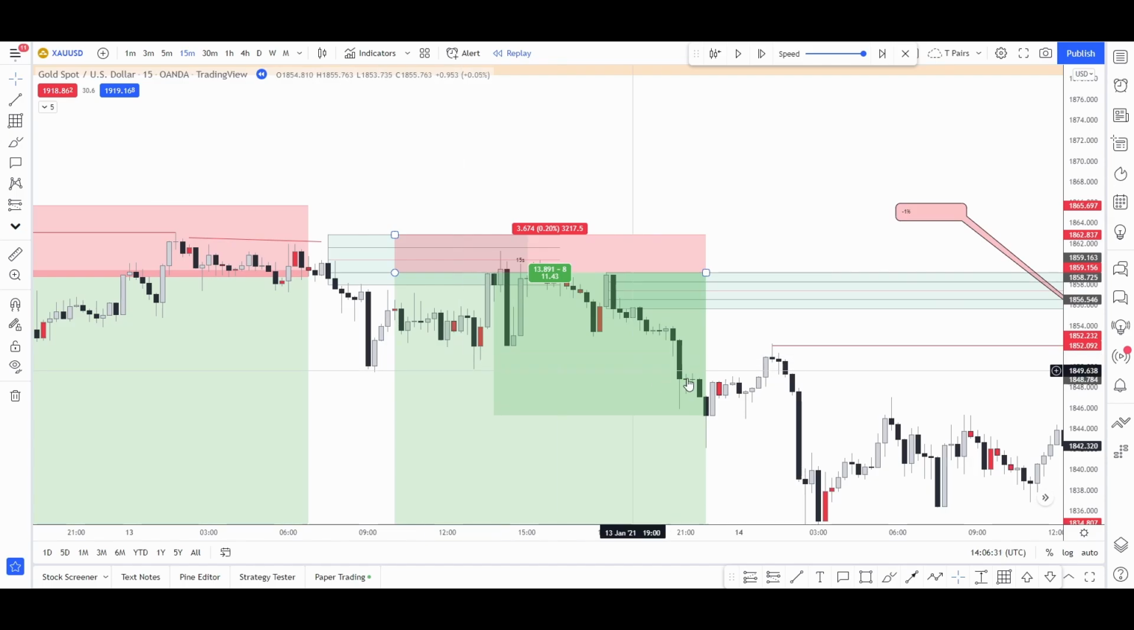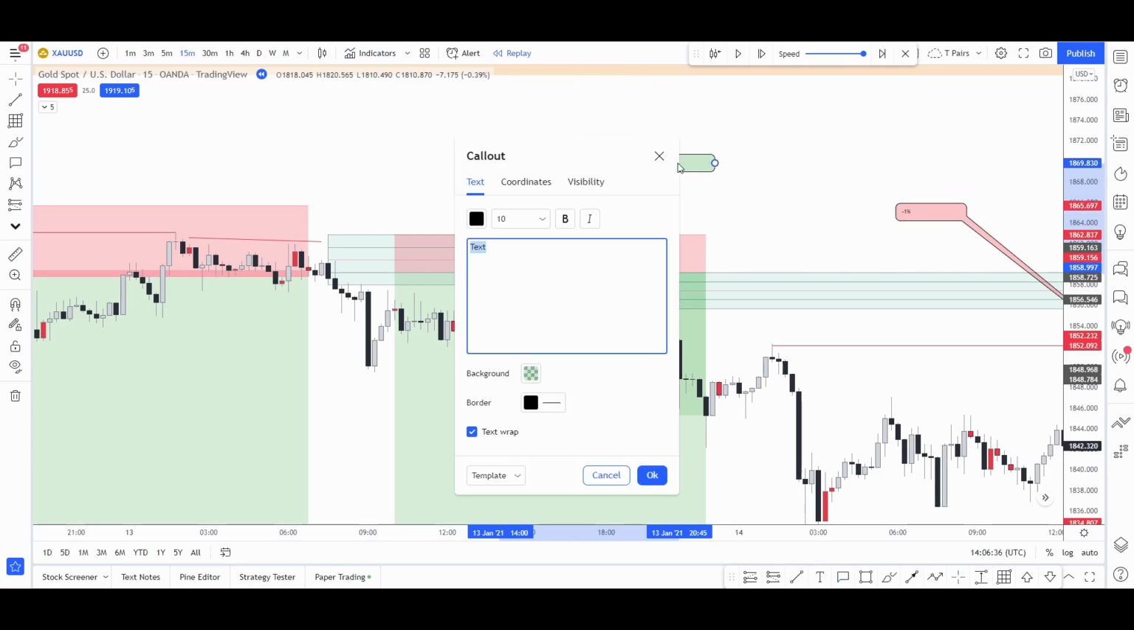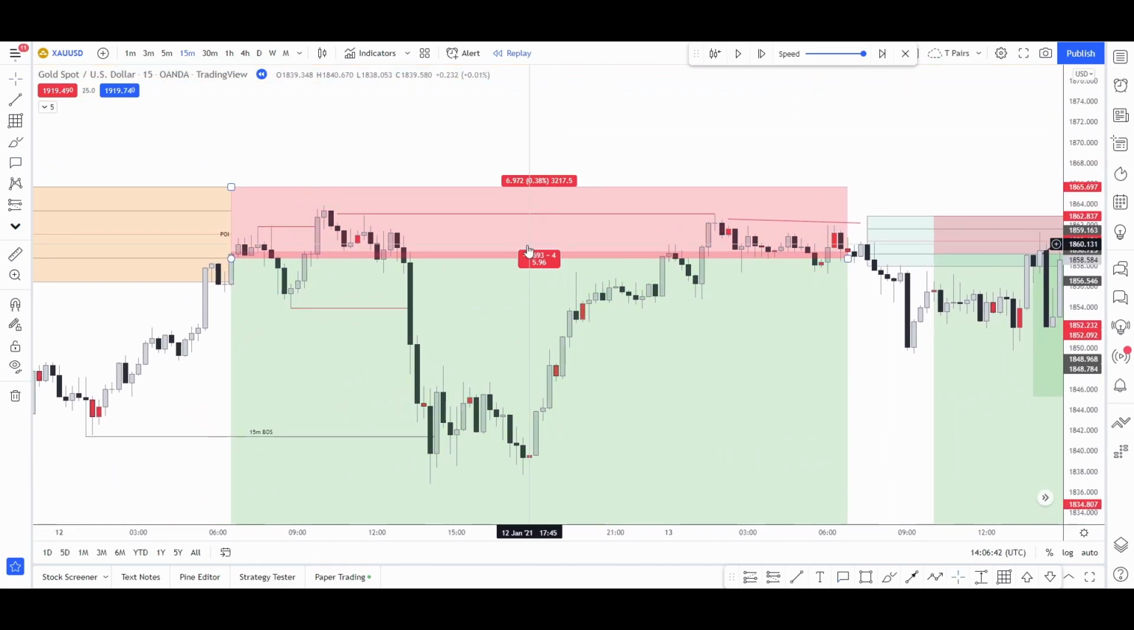This was 11.43. So you don't need to be in many trades each week. Then this one was 5.96. So this was the weakest of all of them.